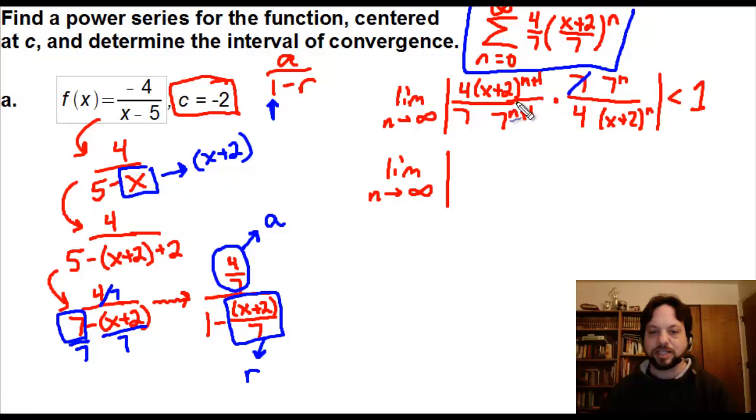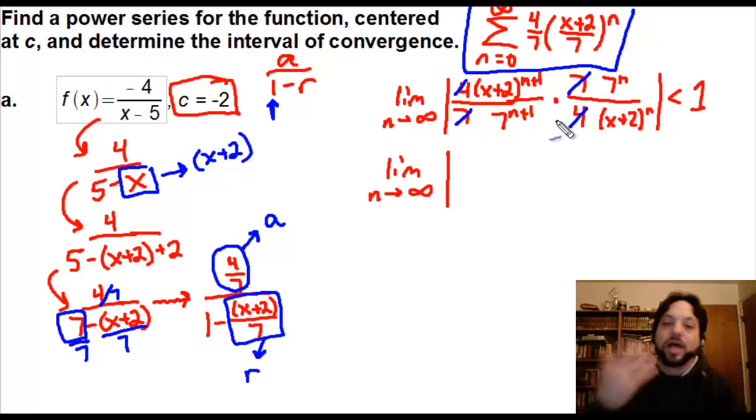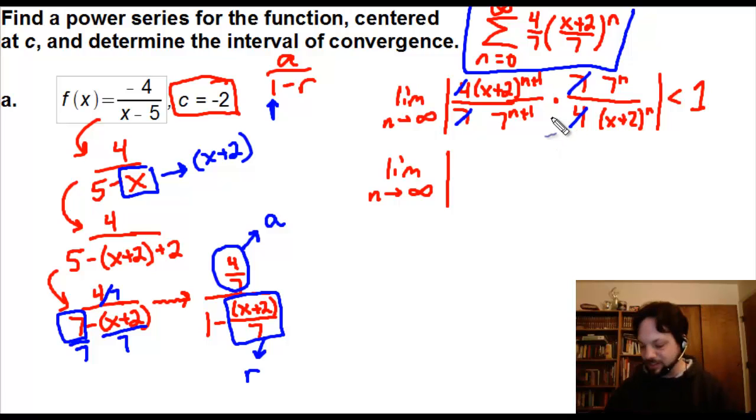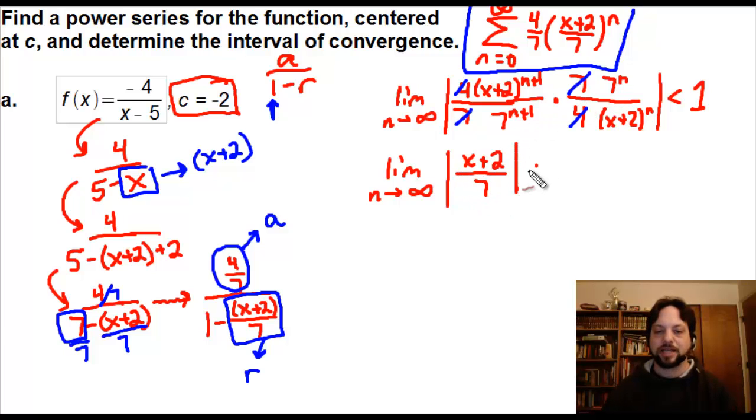Hopefully it's easy to tell that this 7 and this 7 will cancel, and this 4 and this 4 will cancel. That just makes sense. All the constants have canceled and are gone. So on top, I'm going to have x plus 2, again to the n plus 1. This is to the n, so I'm just left with 1. And my 7s will look like that.